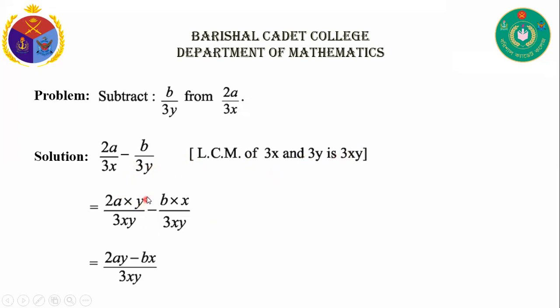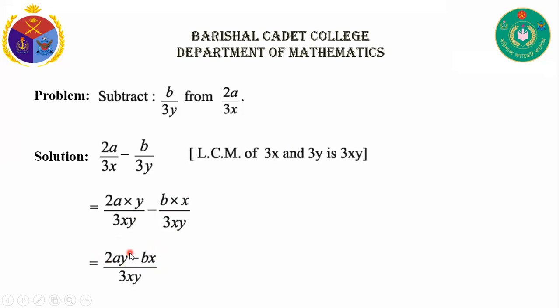So we have to find the quotient. For the first fraction, the quotient is y. So that is 2a into y divided by 3x into y, which is 3xy, minus, for the second fraction, 3xy divided by 3y, that is b into x divided by 3y into x. Here we see that these two fractions have the same denominator. So now we can easily subtract one fraction from another, that is 2ay minus bx. So our denominator should be the same.